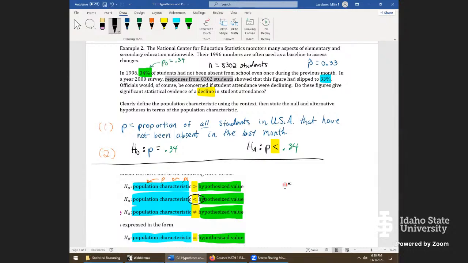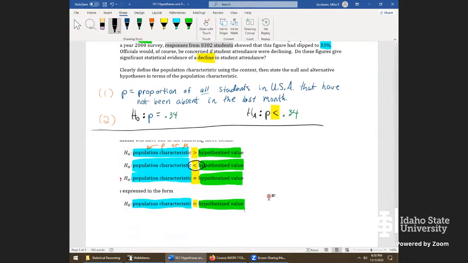Yeah. So, on this one, for using 0.34 versus 0.33, it's just like the population characteristic versus like statistic. Exactly. That was the population characteristic for 1996. And these hypotheses will never test a statistic. They're only testing the population characteristic. You know, I think that's a really good thing to add to the notes. Thanks for asking that question.